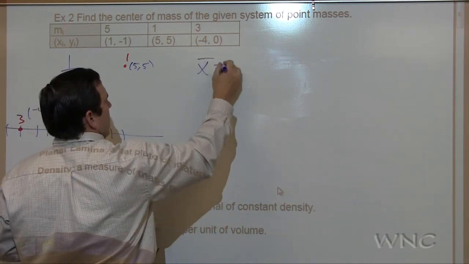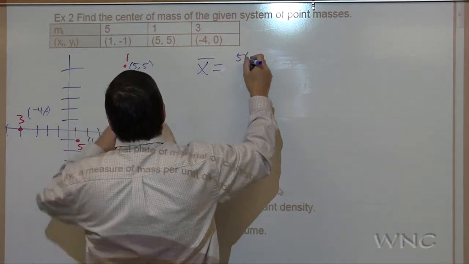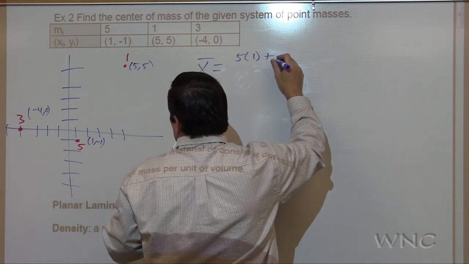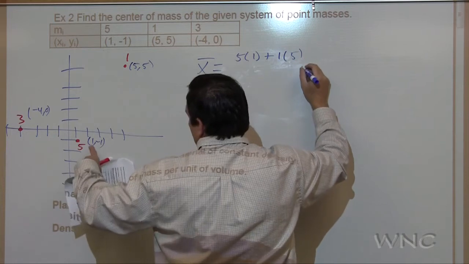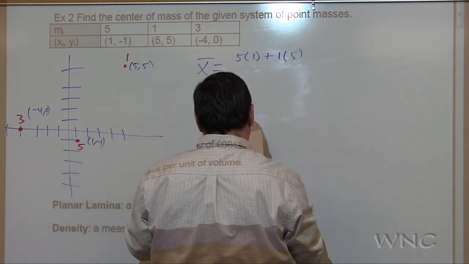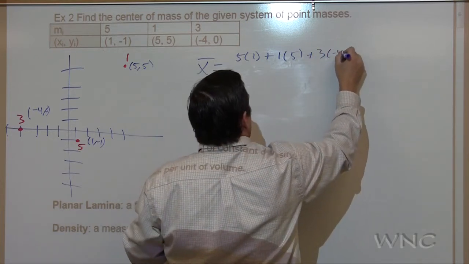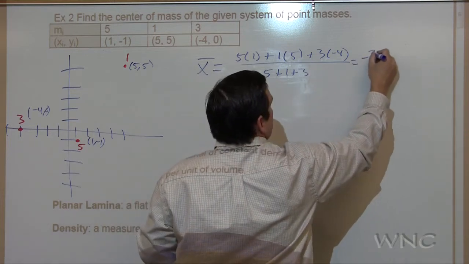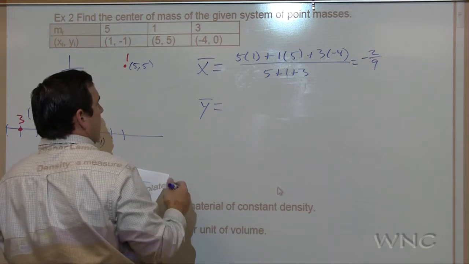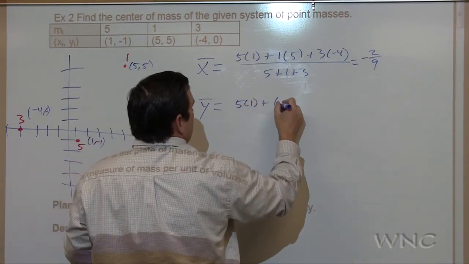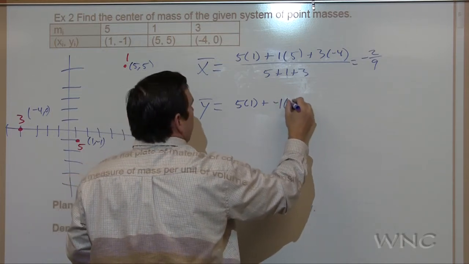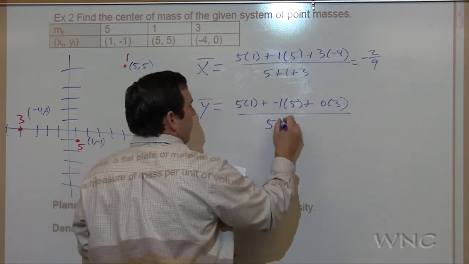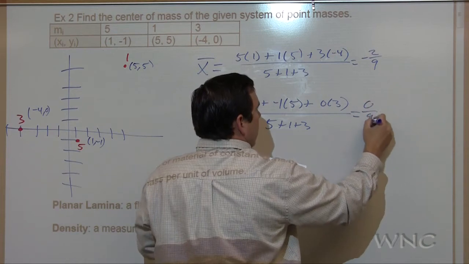So x bar is going to be 5 times 1 plus 1 times 5 plus 3 times -4, all over 5 plus 1 plus 3, and this gives us -2/9. Y bar is going to be, again, 5 times -1 plus 1 times 5 plus 3 times 0, over 5 plus 1 plus 3, that will be 0 over 9, which is 0.